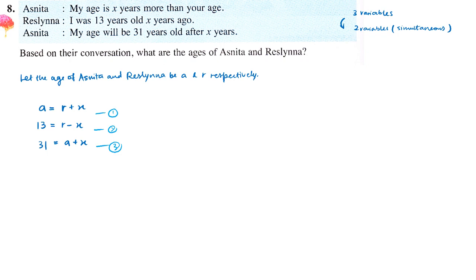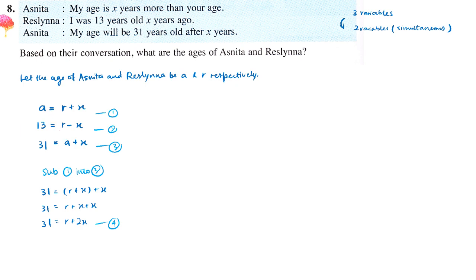Okay, so when we have 3 variables, let's change it into 2 variables. How do we change it into 2 variables? Is there a possibility we can substitute something into something? I've been given A as a subject here, and there's another A here. Can I substitute A inside so that I'm left with this equation and this equation? Let's see. Substitute 1 into 3. There you go. I've got this. 31 equals A, which is R plus X, and I got this.